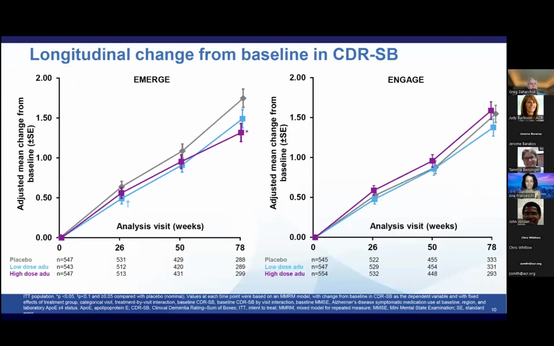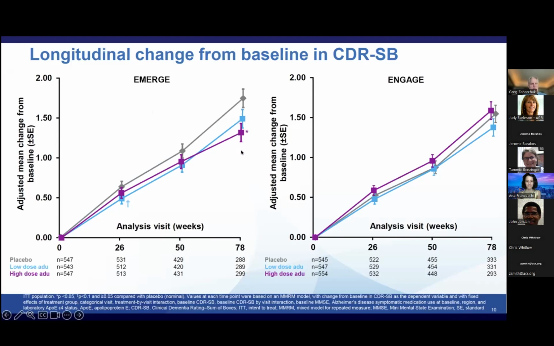Now, looking at the actual primary outcome, which was cognition, you can see that the 2 trials demonstrated significant changes. What this represents is the change from baseline in that clinical dementia rating sum of boxes that I showed you. Going higher means more cognitive impairment. And you can see in Emerge, you get kind of what you expect, where the drug actually improves this. So you are slowing the decline.